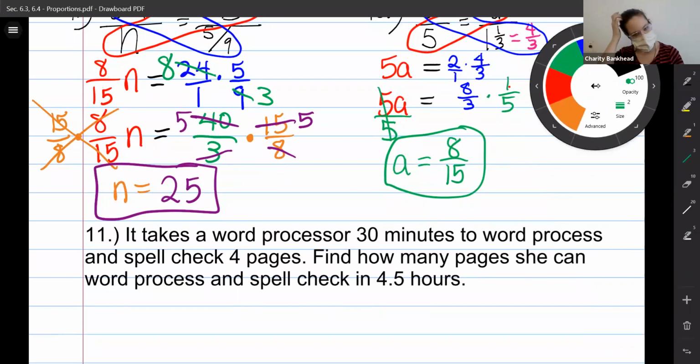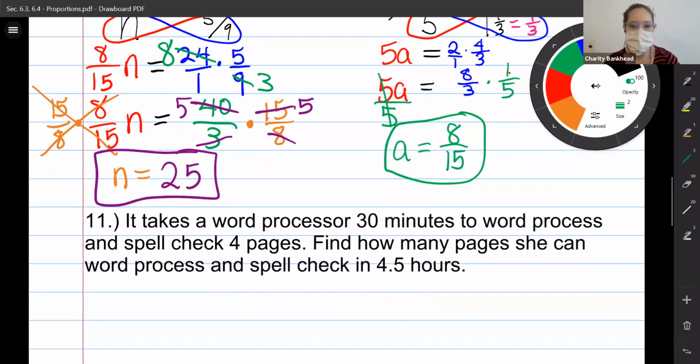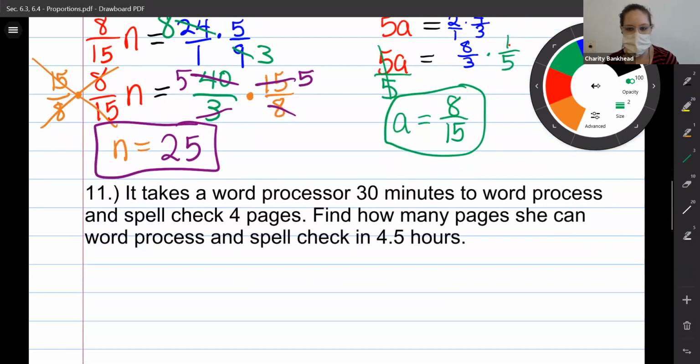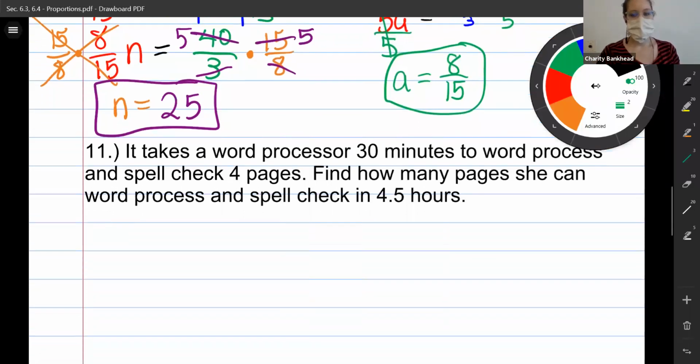Number 11 says it takes a word processor 30 minutes to word process and spell check 4 pages. Find how many pages she can word process and spell check in 4.5 hours. Okay.